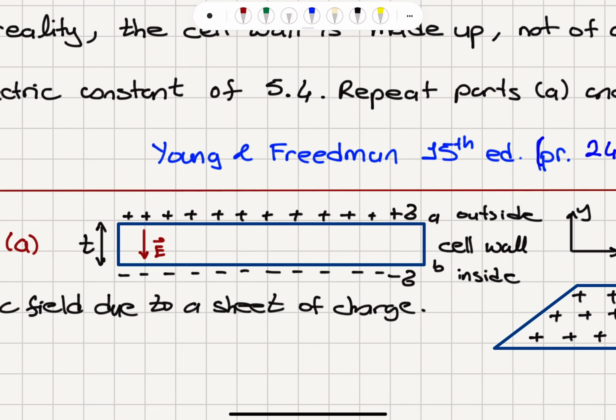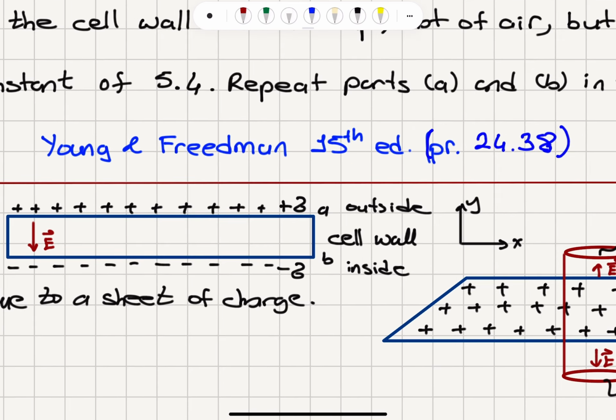So we have this membrane cell wall. We have a positive charge on the outside surface, negative charge on the inside surface. Its thickness is t, and the electric field points from the positively charged surface to the negatively charged surface. So here is our coordinate system. The electric field points in the minus j hat direction, as you can see in this figure.